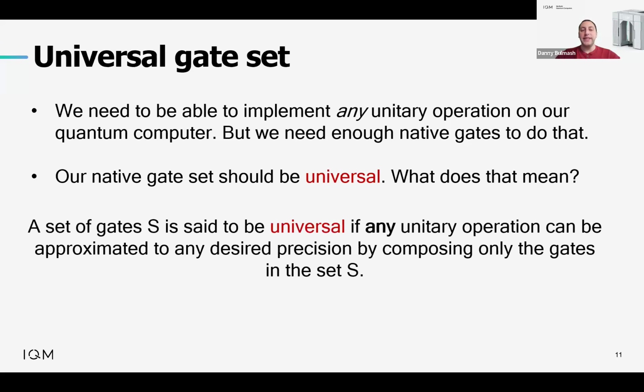A set of gates S is universal if we can do any unitary operation, or at least approximate any unitary operation as well as we want, by only using the gates in that set of gates. So we don't have to actually be able to exactly implement, say, a Hadamard gate, but we do need to be able to approximate it as well as we want. Essentially, this means that we have to be able to do any operation in practice.